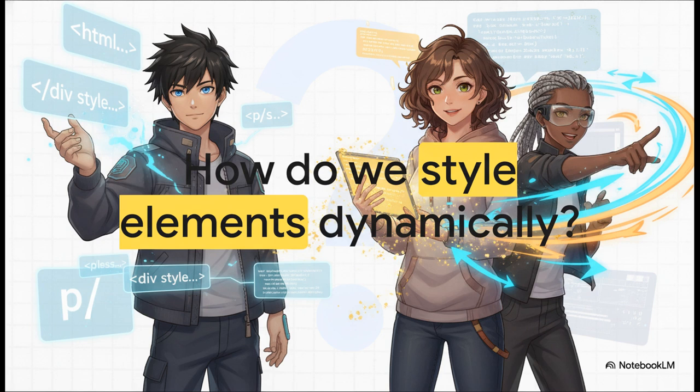So, you're probably wondering, how do we actually style elements dynamically? We've successfully navigated general attributes, but today we are laser-focused on transitioning to the specific style attribute and the incredibly powerful .style property. Let's find out exactly how we can manipulate the visual presentation of our code on the fly.